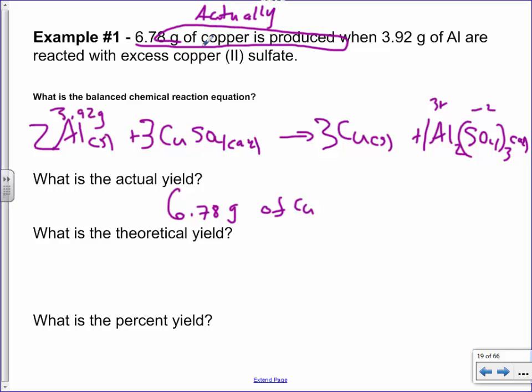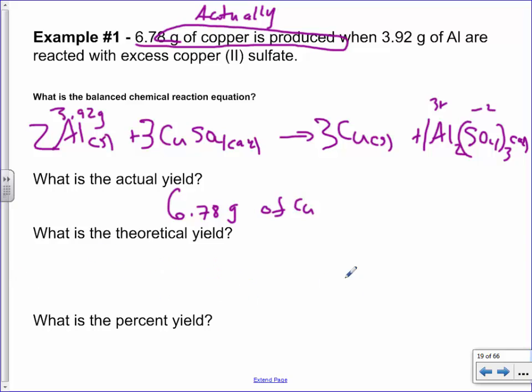How would I have figured out this grams right here in a lab setting? What tool would you need for this? A scale. Yeah, I know, maybe that's a dumb question to ask, but how would we measure this? In the lab, we would measure it on a scale. All right. Now, we got 6.78 grams, but now I'd like to figure out, theoretically, how much should we have gotten? Should we have gotten more than that, for example?